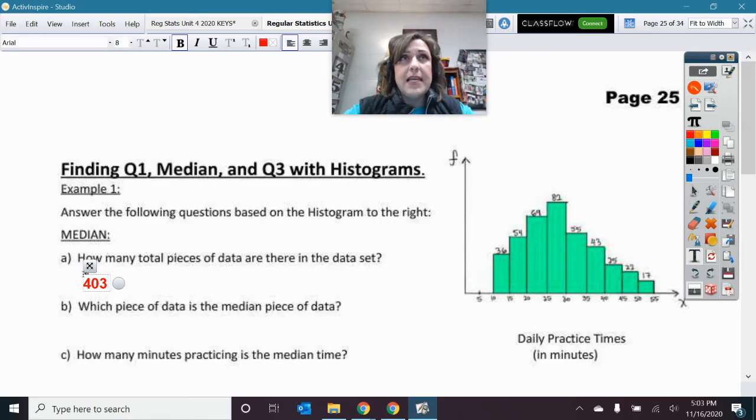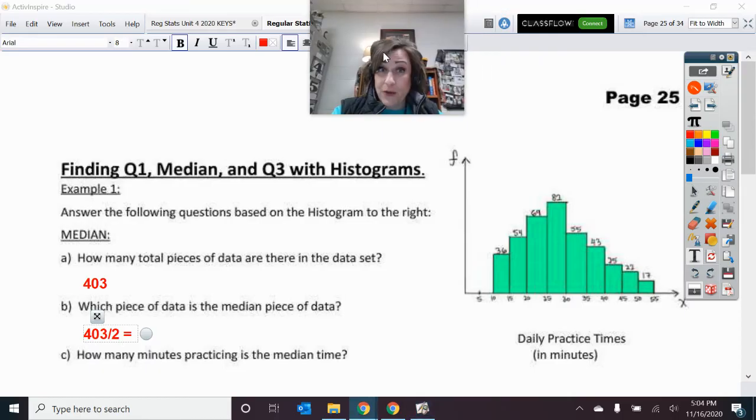All right, now let's go through finding the median. The median is the middle piece of data. Remember, we want to divide by 2. So here's how I find the piece of data that the median is. I take 403 and divide by 2. When we had small sets of data, you would knock off the outside edges until you came to the middle. But this is 403 pieces of data, so that's not going to work that great. We're going to have to do that a bit differently.